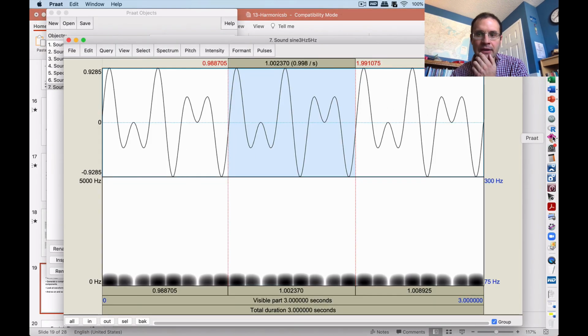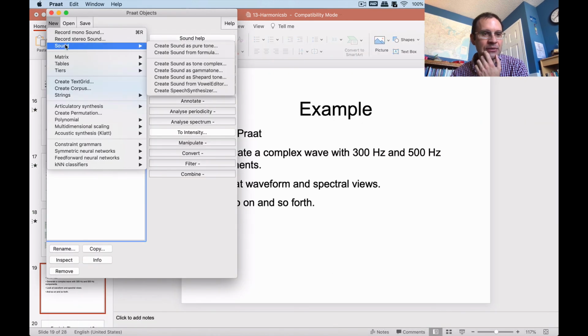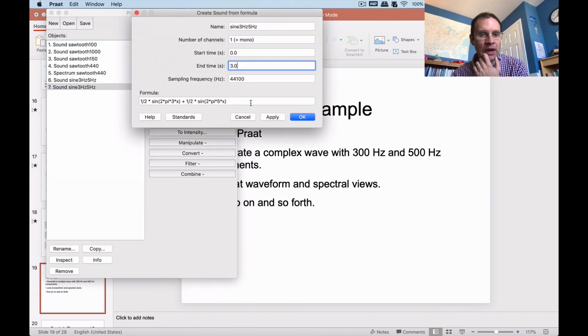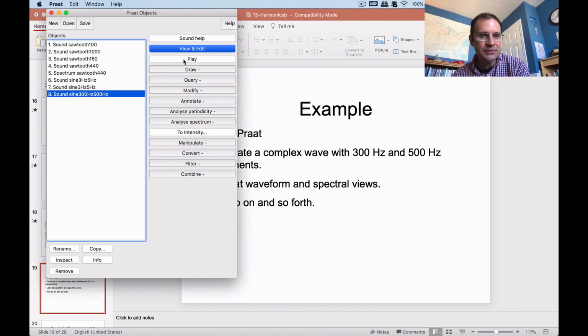go back to Praat and play around with a similar complex wave to the one we created a while ago. I'm going to make this one 300 hertz and 500 hertz. Those are going to be the frequencies of my two component waves. You'll be able to hear them, which is nice. I'll leave it at 3 seconds. They have the same peak amplitude. They just differ in frequency. I'm going to add them together and get a complex wave.